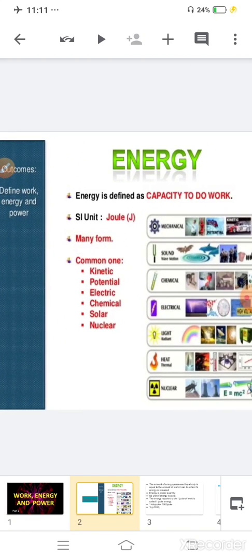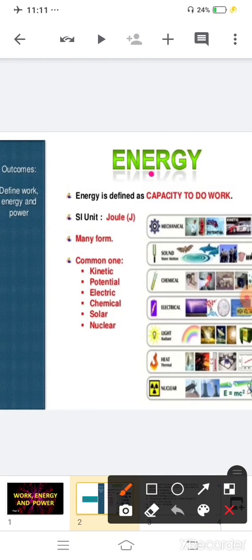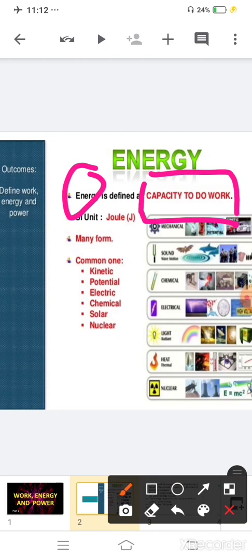First I will do a quick review about energy. Basically energy is defined as the capacity to do work. Your work is dependent on energy. So the SI unit of energy is also joule. Now there are many forms of energy. Some are kinetic, potential, electrical, chemical, solar and nuclear.